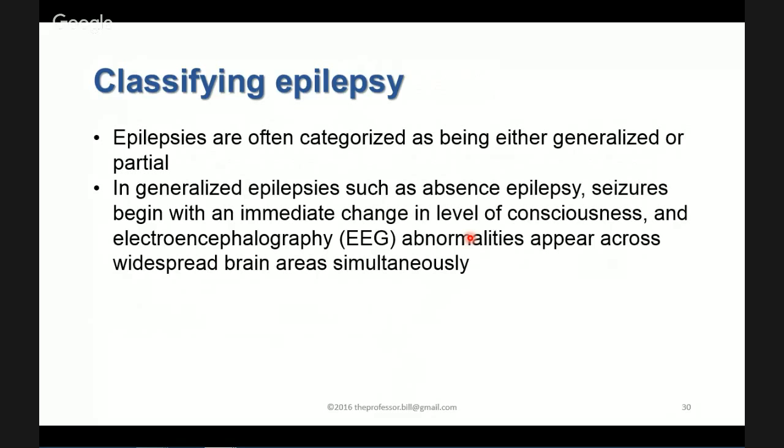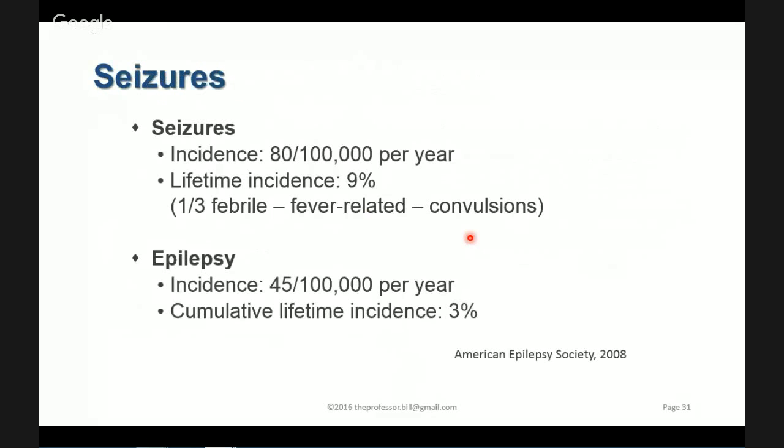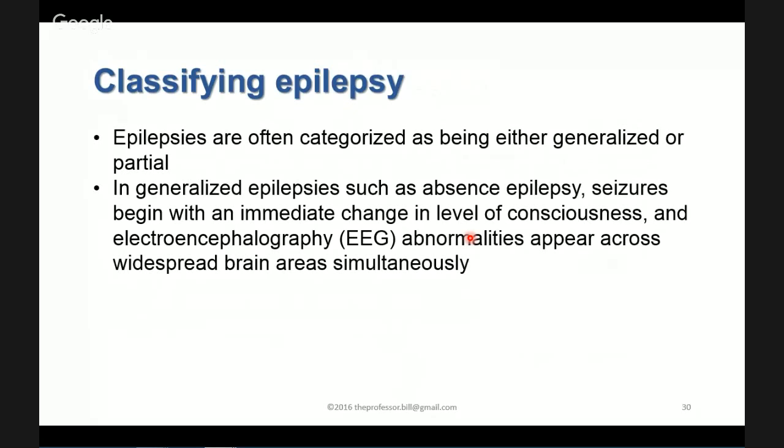And we know that we can actually measure this really strongly on an EEG. And one of the things, again, because it's generalized, we see this on widespread areas of the brain simultaneously. Does that make sense to everyone?